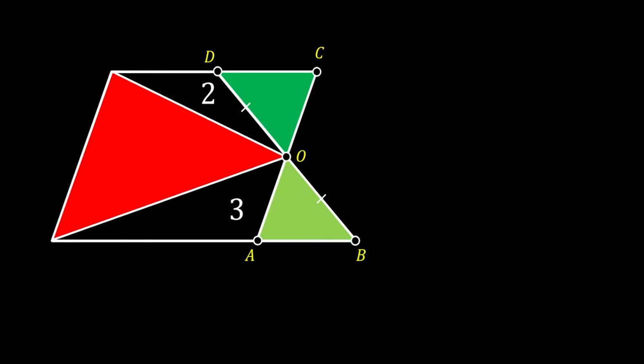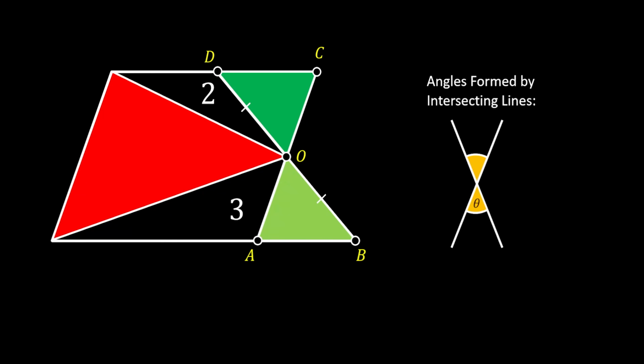Now, let's have a look at those two triangles. First, we're going to use a couple of things to show that those two triangles are congruent. We're going to use the angles formed by intersecting lines first. The angles formed by intersecting lines are always identical. And in our case, the lines DB and AC are intersecting lines, so this means that the angles at the point O for both of those triangles are identical.